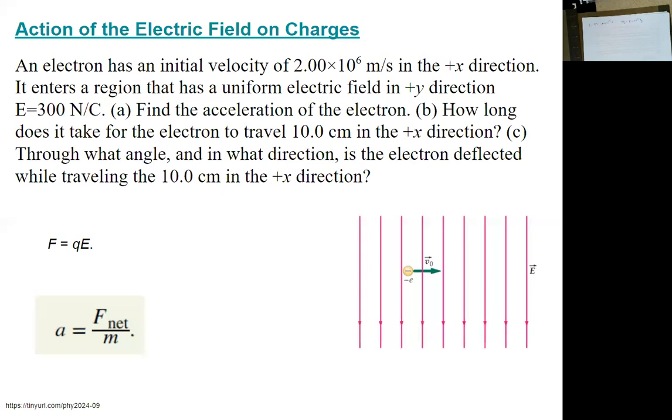So this one is similar to a projectile motion, right? You have an initial velocity, and now you have an electric field instead of a gravitational field, but in a similar fashion. The only thing here is that the electric field is pointing downward.